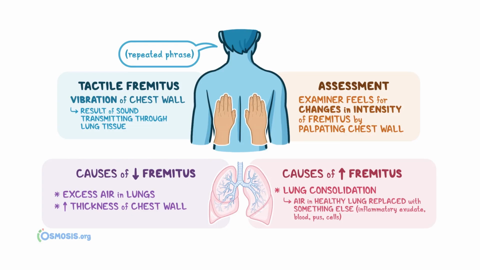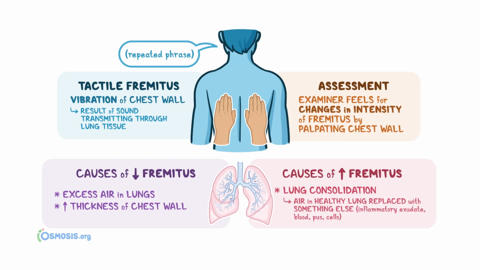So tactile fremitus is the vibrations on the chest wall. It results from sound transmitting through the lung tissue. So you basically have them repeat a phrase over and over again, and you feel the intensity of fremitus by palpating the chest wall. So you go up and down and down and down. Some of the causes of decreased fremitus are things like excessive air in the lungs, increased thickness of the chest wall.